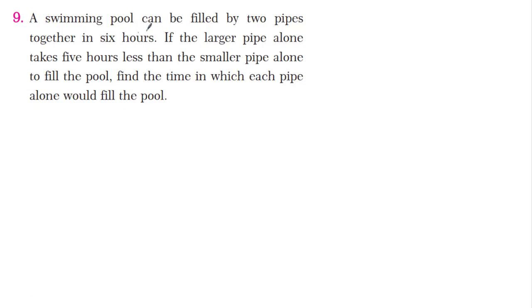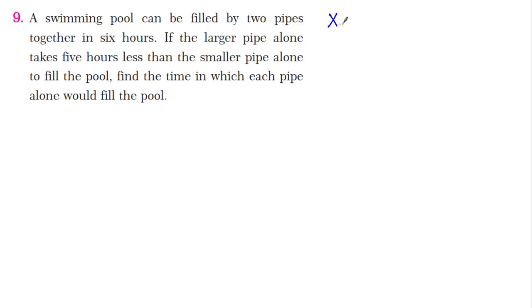A swimming pool can be filled by 2 pipes together in 6 hours. So there are 2 pipes. Most probably they have different speeds in filling this pool. If the larger pipe alone takes 5 hours less than the smaller pipe alone to fill the pool, find the time in which each pipe can fill the pool alone.